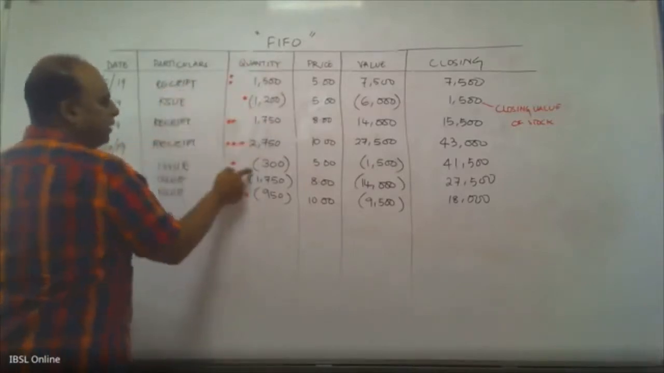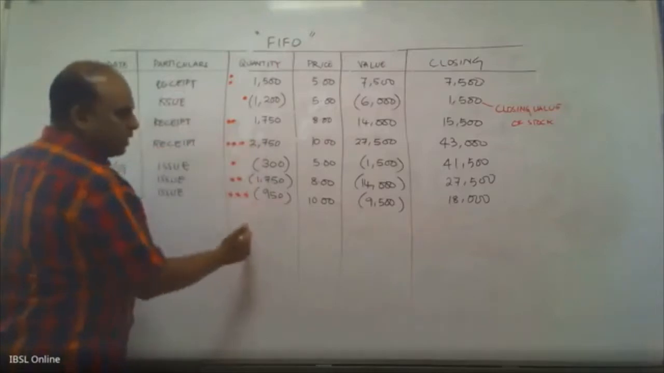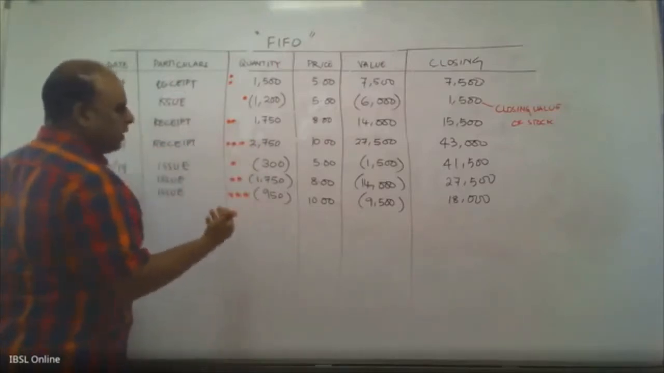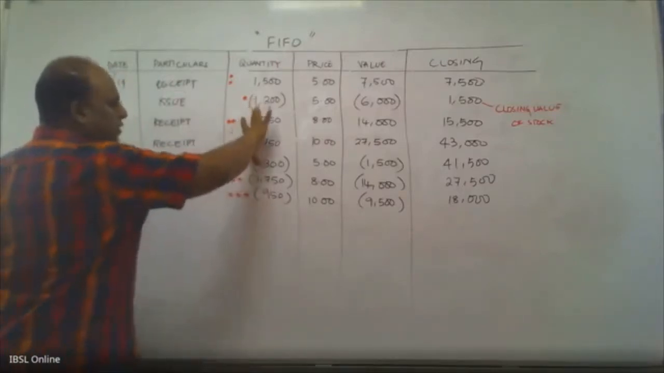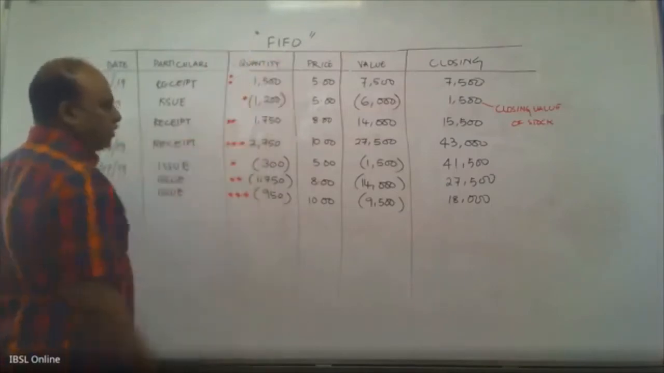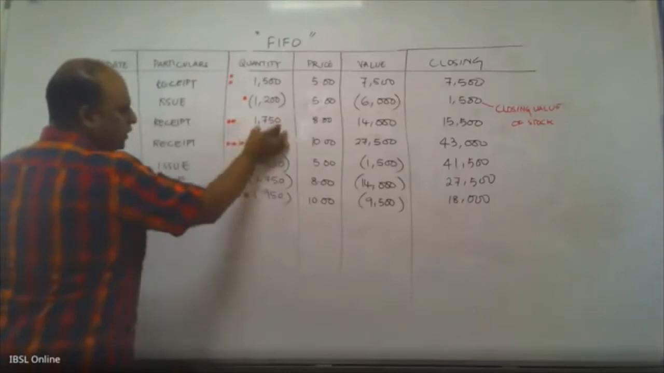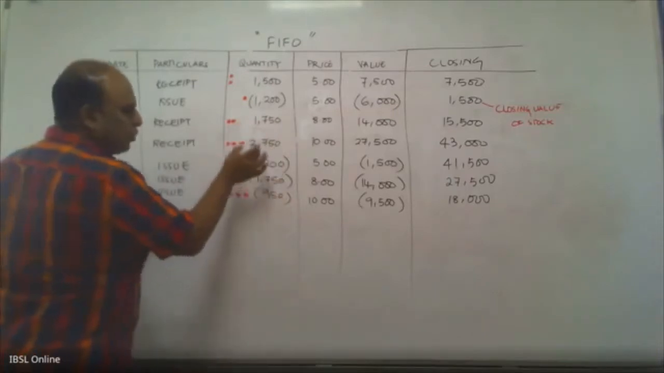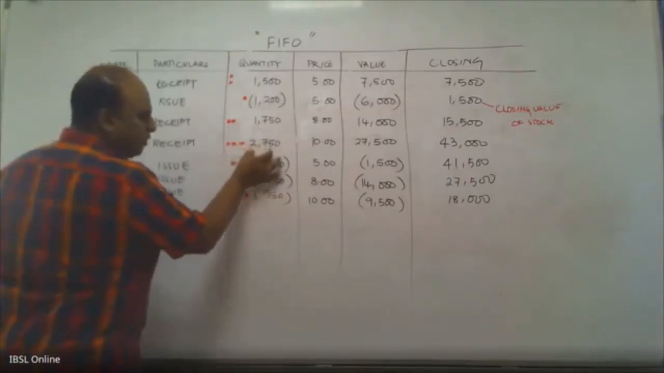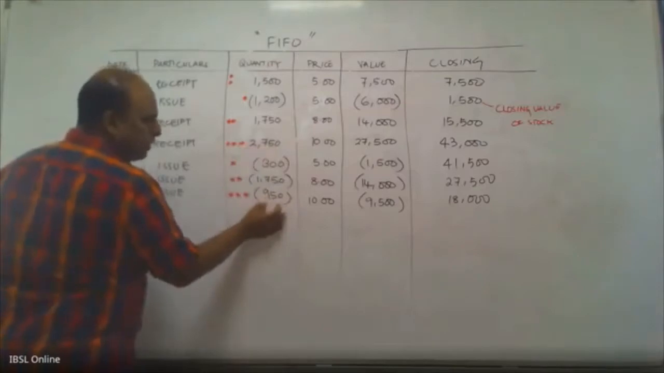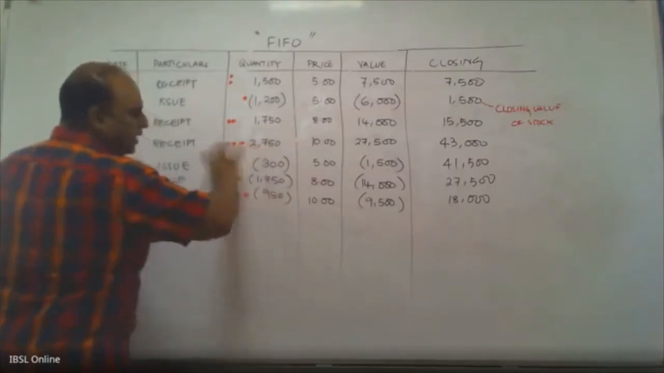1,200 went here, 300 went here. That's why I wrote it separately for you all to make understanding easier. So 1,002 plus 3, 1,005 marked off. 1,750 against this 1,750, that is also gone. So what is remaining is this 2,750 minus this 950, which is 1,800 units.